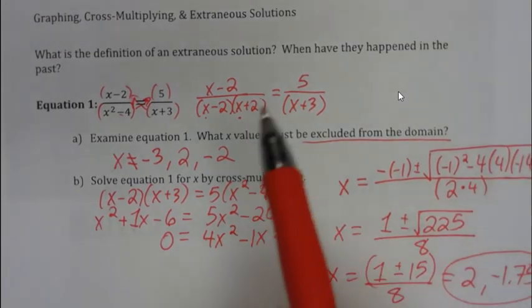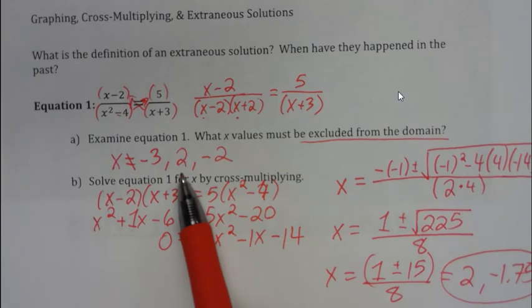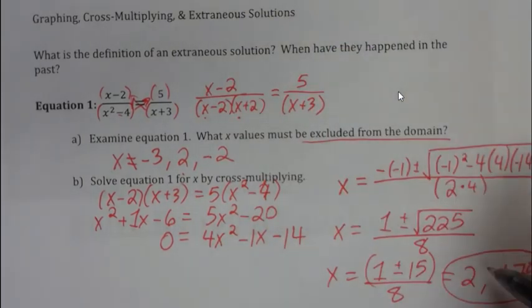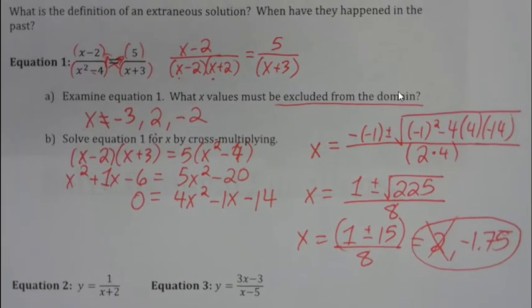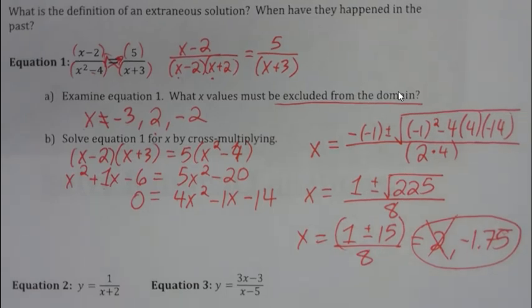So these are our two answers down here. But we already said that 2 had to be excluded from our domain. That means that 2 is the extraneous answer, and we would have just negative 1.75 as our solution. Now for the next part. Make sure you copy this down and pause the video here if you need to.